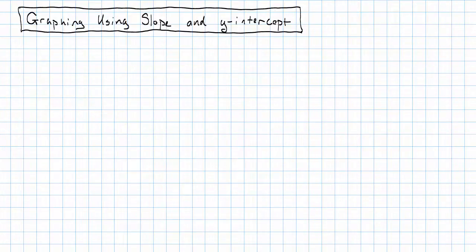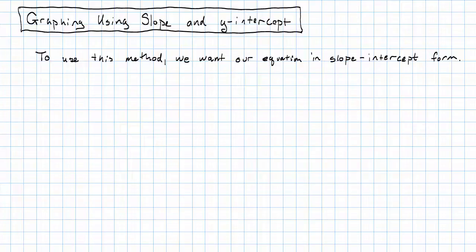Our second simplest method of graphing is to graph using the slope and the y-intercept. The main disadvantage that this method has is that in order to use it, we really want to write our equation in slope-intercept form. Now it's relatively easy to get our equation in slope-intercept form. We just need to solve for y.